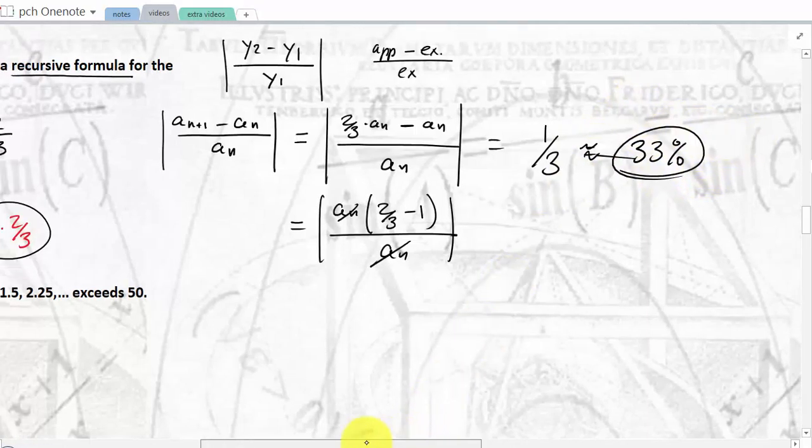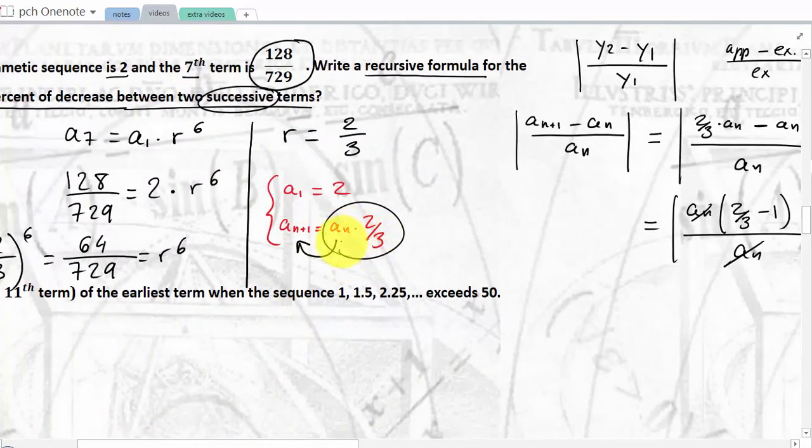So if you multiply, this is what it says, right? It says that a(n+1) is about 66% of a_n. Therefore, the percent of decrease is 33%. Okay? All right, let's go over the next example.